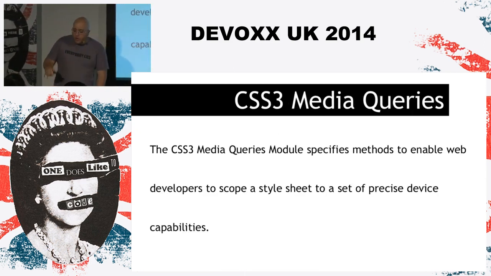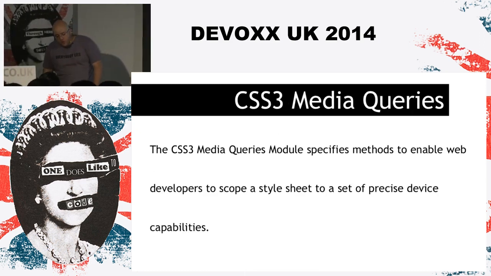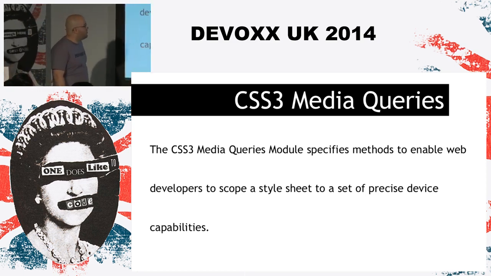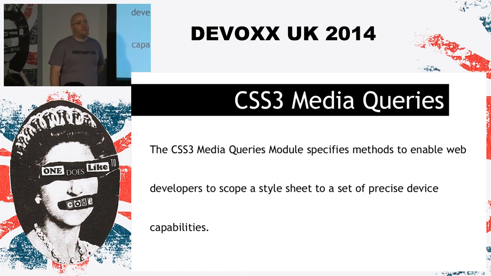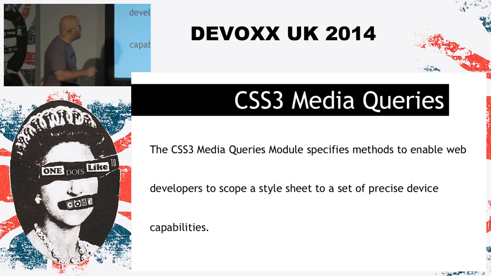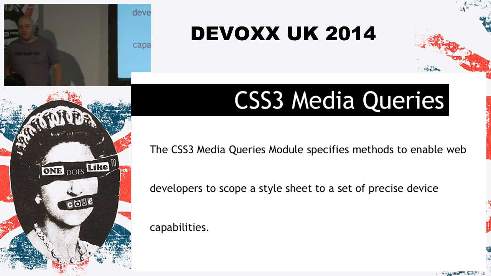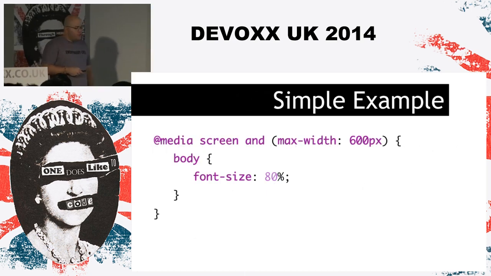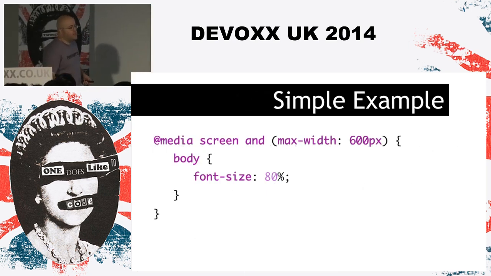Right now, we have something called MediaQueries. This is basically a module from CSS that specifies methods to enable web developers to scope a style sheet to a set of precise device capabilities. And I should put device capabilities in bold because it's really about what the device can do. So, as I told you, it's kind of having if statements in your CSS.